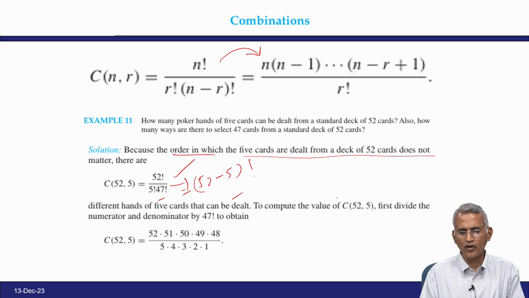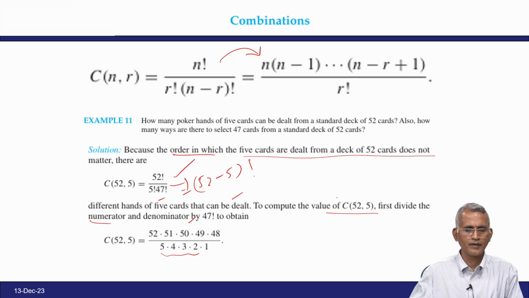So, to compute the value of 52C5, first divide the numerator and denominator by 47 factorial to obtain: 52C5 is equal to 52 into 51 into 50 into 49 into 48 and so on down to 1, divided by 1 to 47 into 1 to 5. So the 1 to 47 gets cancelled, and the remaining is 52 into 51 into 50 into 49 into 48 divided by 5 into 4 into 3 into 2 into 1.